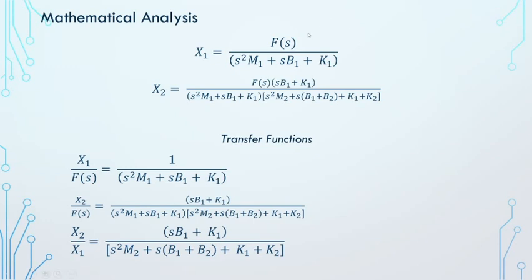The output in this case, I'm taking my output as x1 over the input, that is f of t, taken to the Laplace domain becomes f of s, and that gives me this transfer function. So this is a transfer function that describes the relationship between the output, the displacement of m1, with respect to the input force.